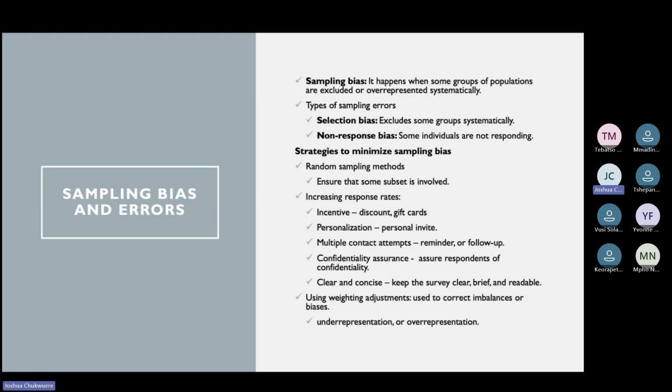Okay. Then also, in line with minimizing the sampling bias, using a weighting adjustment process, which is used to correct imbalances or any kind of bias. In this case, underrepresentation and overrepresentation can be corrected. So now, you can push for the underrepresented groups, to mitigate any kind of bias or underrepresentation in your study.